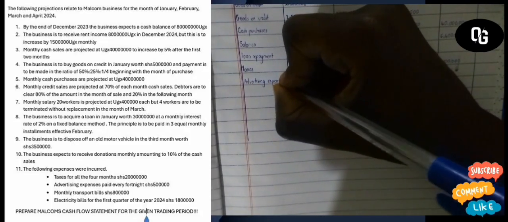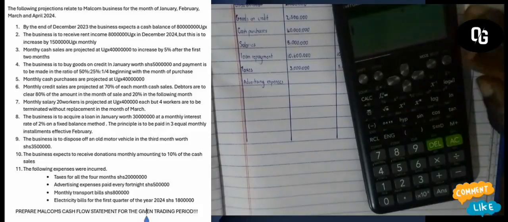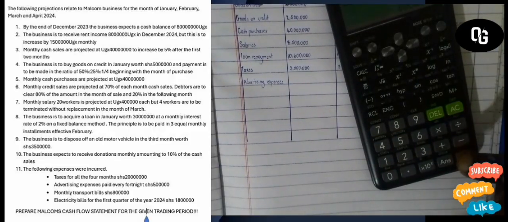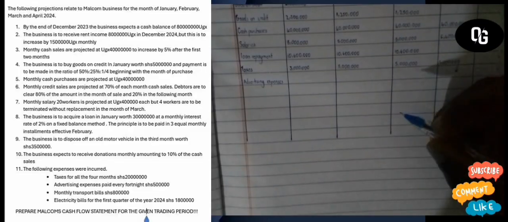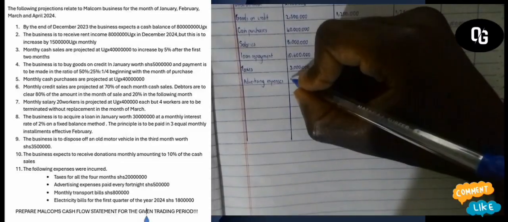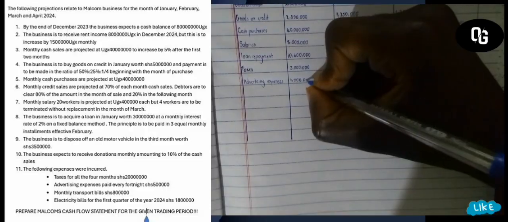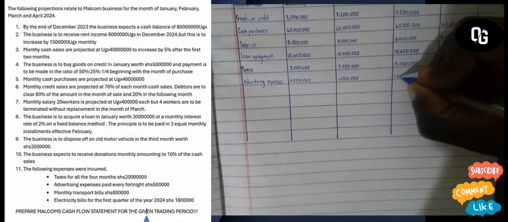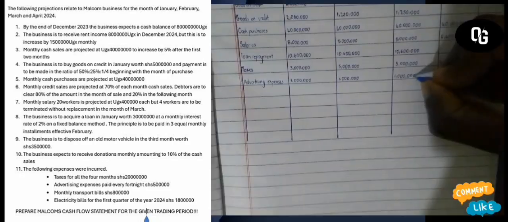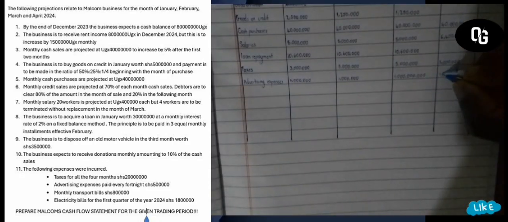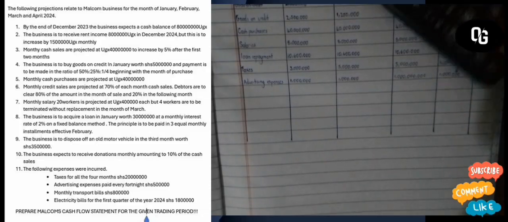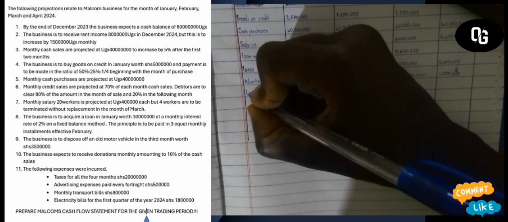So moving on, advertising. So advertising expenses paid every fortnight, 500,000. So a month has 2 fortnights. So 500,000 multiplied by 2 would give you 1 million for every month. So every month we record 1 million. Moving on, we have the next expense as monthly transport bill. So our monthly transport bill is 800,000. So record.